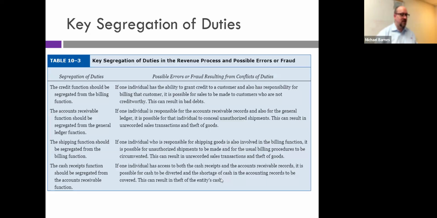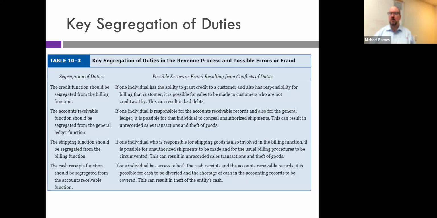So the credit function should be segregated from the billing function. And the reason why they say that is that if one individual has the ability to grant credit to a customer and also has responsibility of billing that customer, it's possible for sales to be made to customers who are not creditworthy. That's going to result in bad debt. Boy, that sure sounds like a risk.